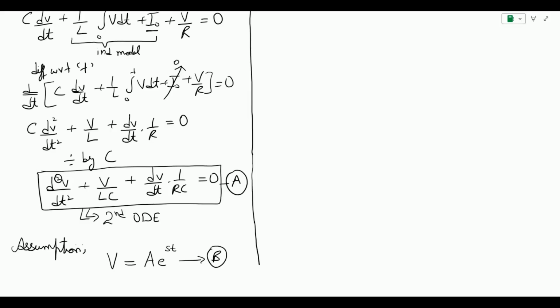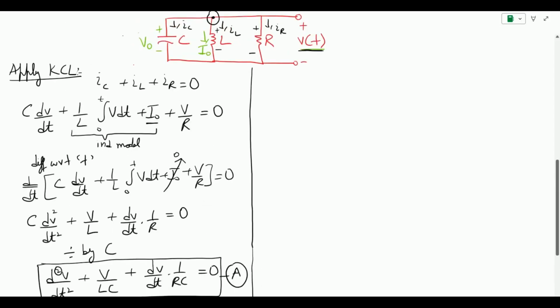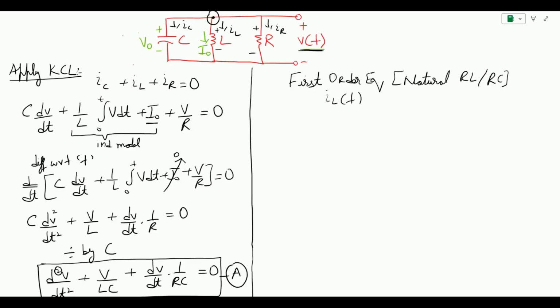Now, how did we reach this assumption? It's very simple. If you remember in the first order equations, especially for the natural response, when we were finding the RL and RC equations, the output equation for the RL natural response of a first order circuit came out to be of this form: I naught e raised to the power minus t by tau, where tau was the time constant L by R.